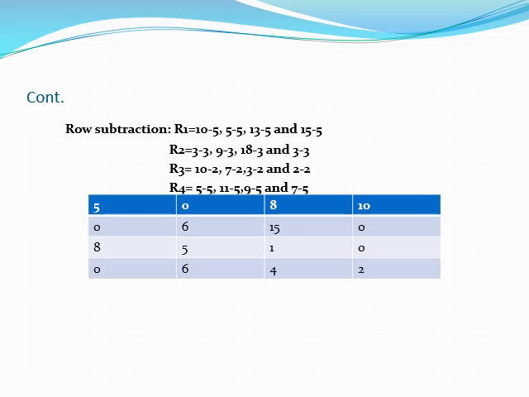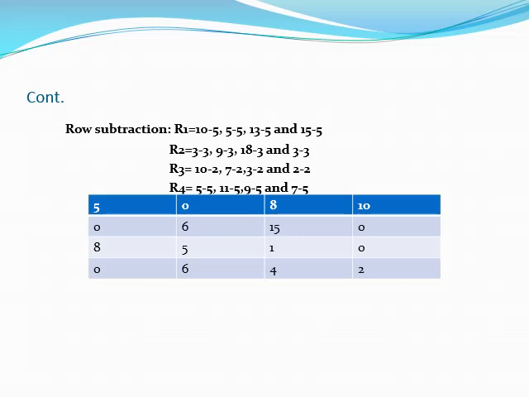In row number 2, the costs inserted in this row are 3, 9, 18, 3. Then the least cost is 3, which should be subtracted from the remaining elements of this row. 3 minus 3 is 0, 9 minus 3 is 6, 18 minus 3 is 15, and 3 minus 3 is 0. Move to the next row, row 3.